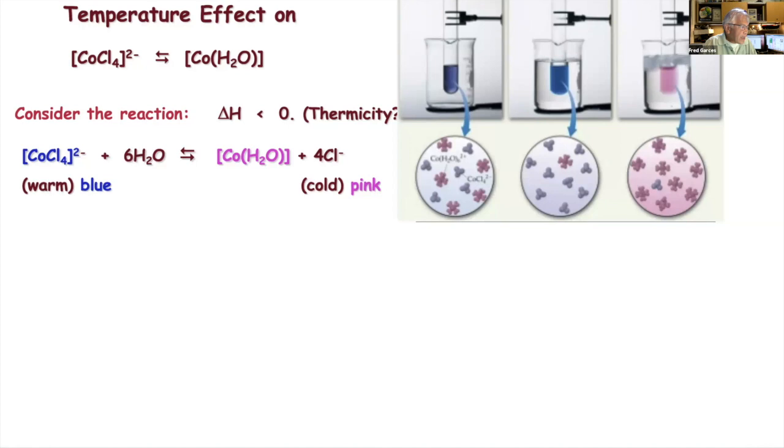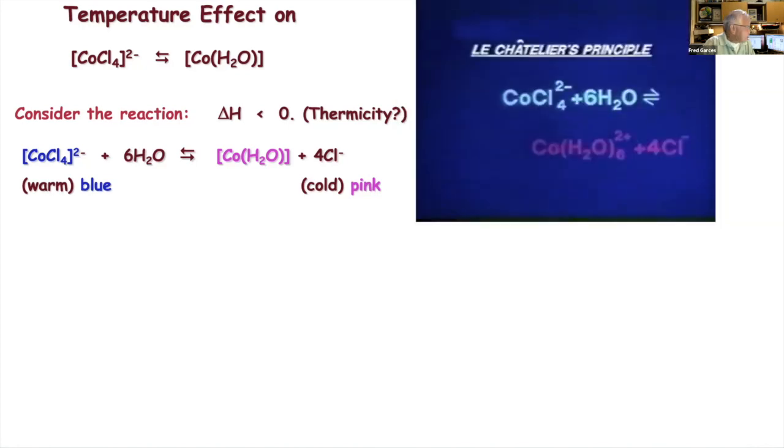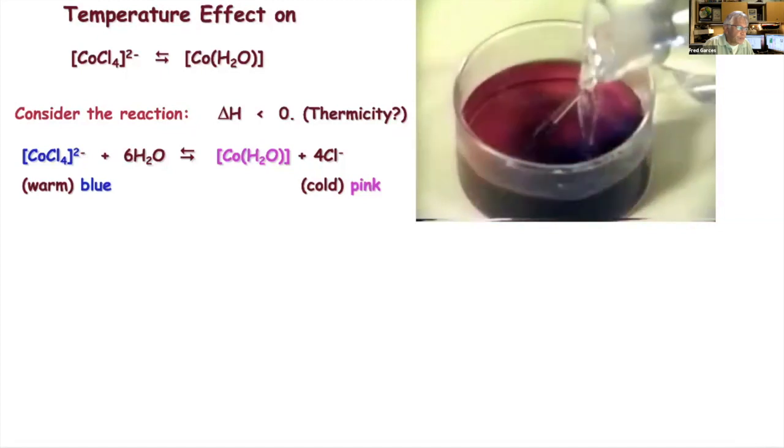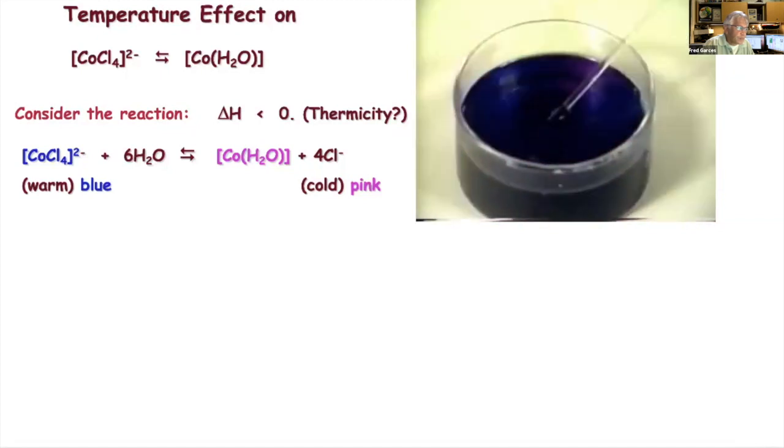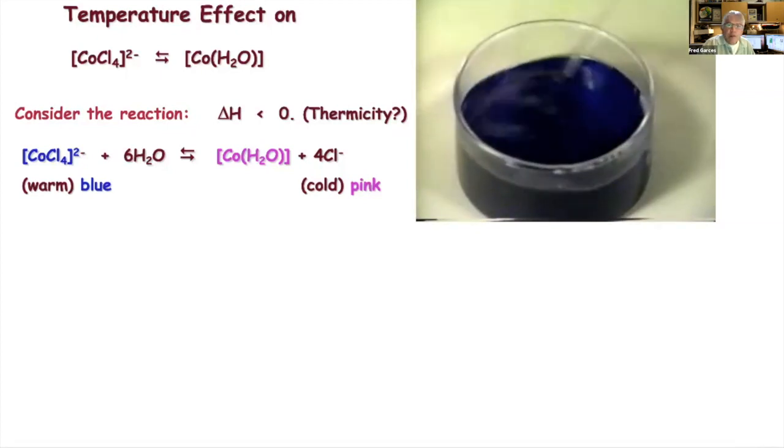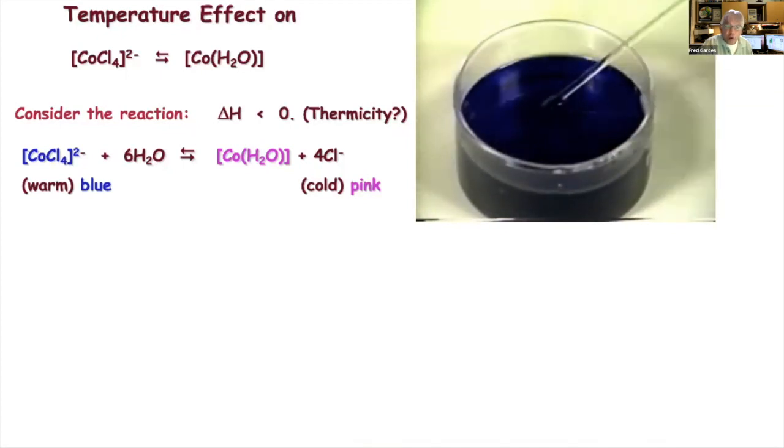Okay? Two complexes of cobalt, a blue chloro complex and a reddish pink hydrated cobaltous ion, exist in equilibrium in aqueous solution. We will use the equilibrium between these two colored species to illustrate LeChatelier's principle. First, a solution containing chloride ion is added. The equilibrium shifts to the left, and the solution turns blue due to the formation of more chloro complex. Blue is cobalt tetrachloride, but there's also cobalt with water in there.